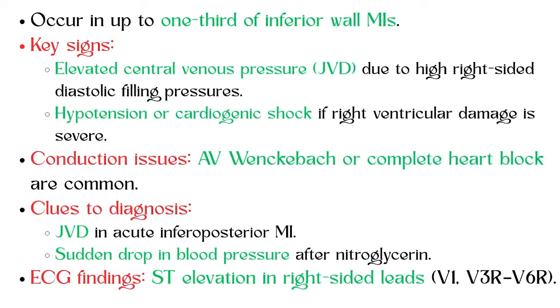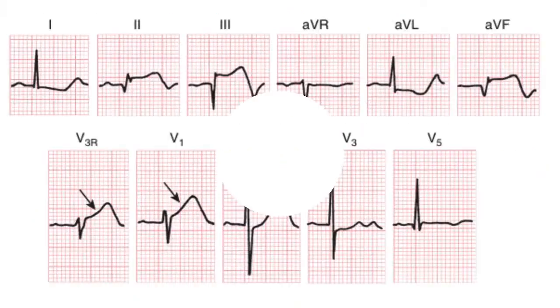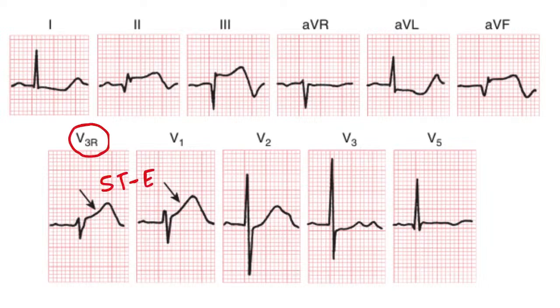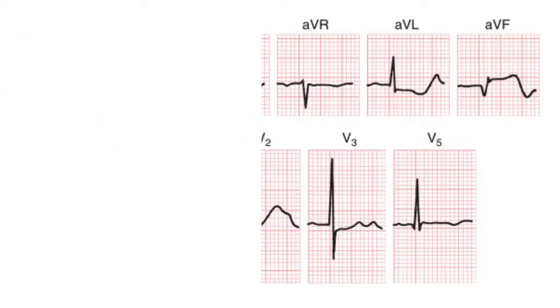Right ventricular infarction often occurs with inferior MI. Watch for neck vein distension, low blood pressure, and ST elevation in right-sided chest leads like V3R. The ECG shows Q wave and ST segment elevation in leads 2, 3, and aVF, along with ST segment elevations in right precordial leads V3R and V1.